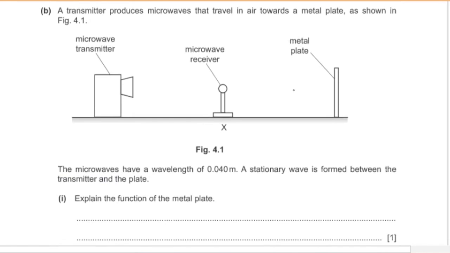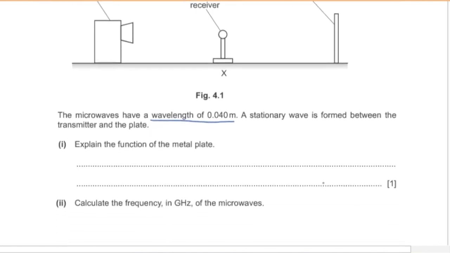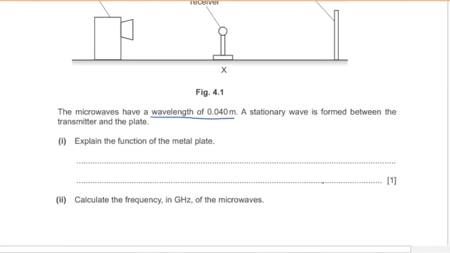Part B, a transmitter produces microwaves that travel in air towards a metal plate, as shown in figure 4.1. The microwaves have a wavelength of 0.04 meters. A stationary wave is formed between the transmitter and the plate. Part 1, explain the function of the metal plate.